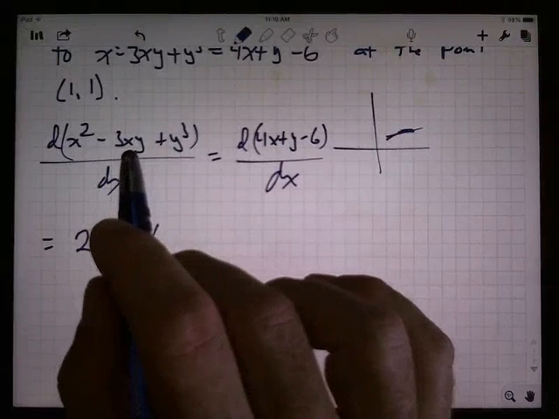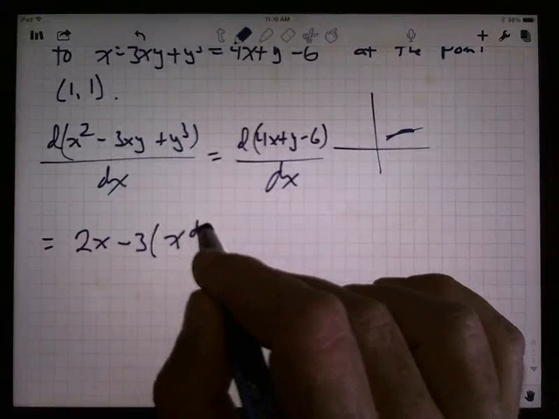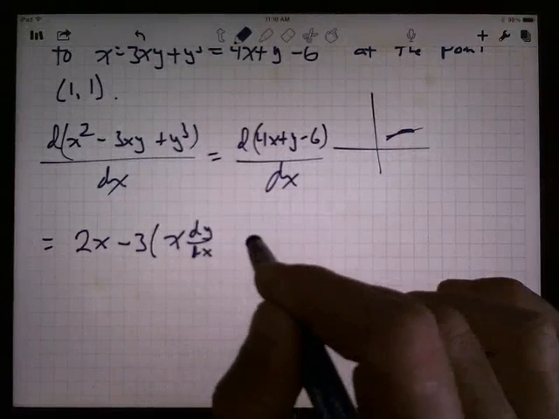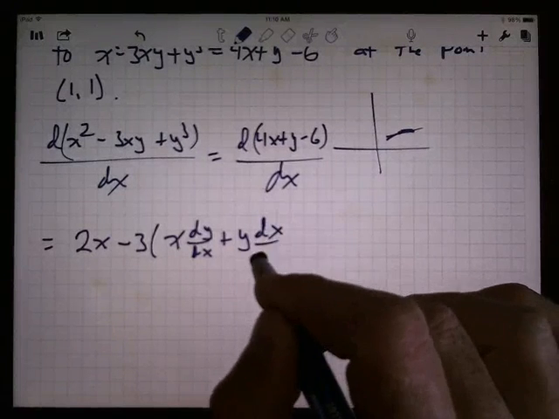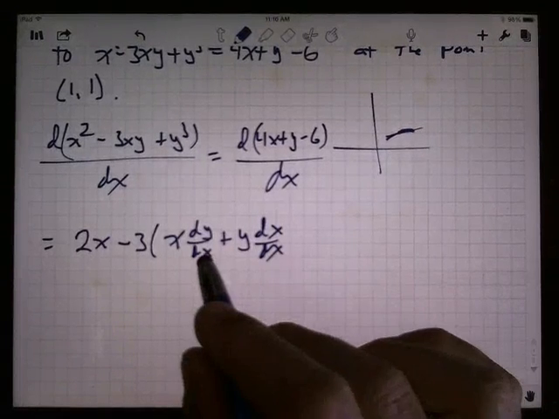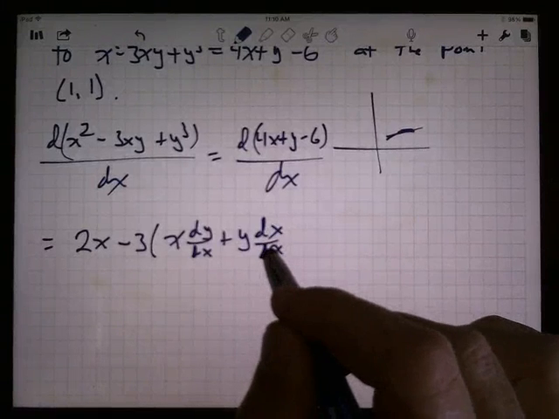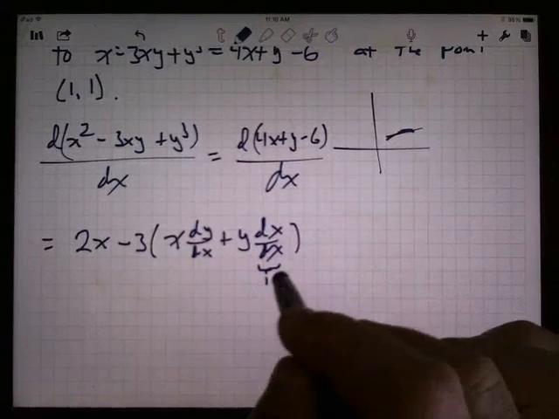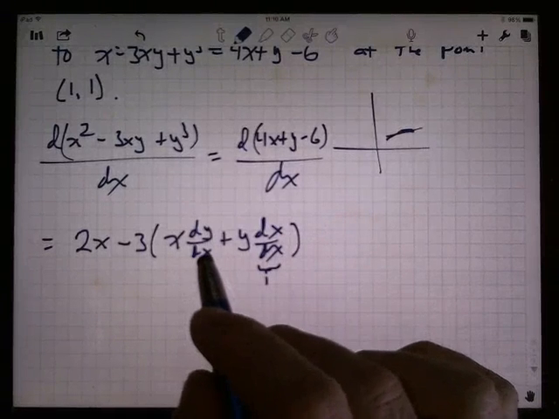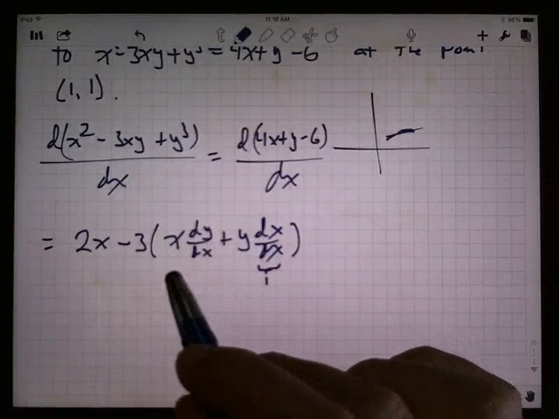This is a product of x and y. So the derivative is the x times the derivative of y, plus the y times the derivative of x. Right? And all these derivatives are with respect to x. The derivative of x with respect to x is just going to be a 1. But the derivative of y with respect to x, well, I don't know what y is. If I did, I'd take its derivative. That's what I need to write right there.